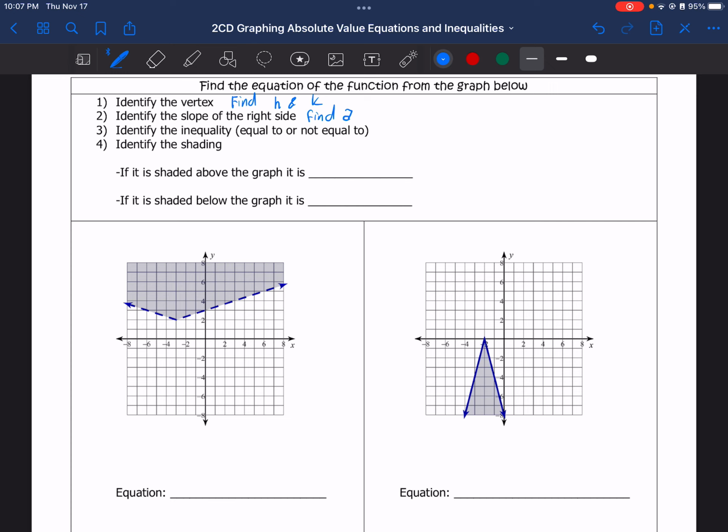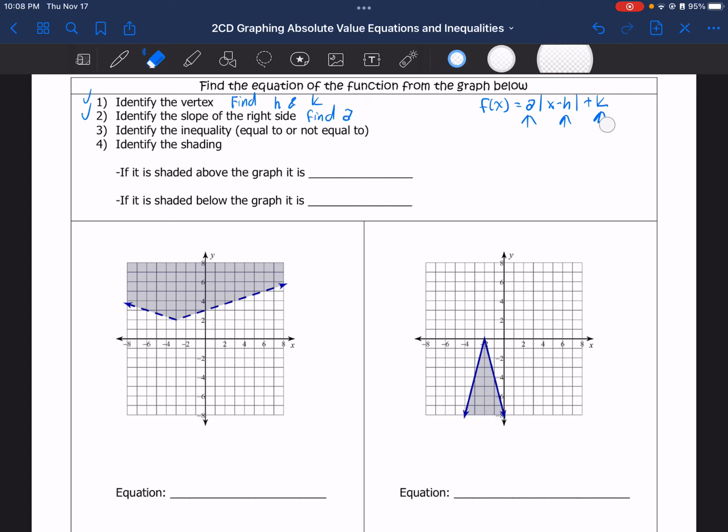From here, if I were just to ask you to find the equation of our graph, you have enough information to put it back into our general formula. Remember, our general formula is f of x is equal to a times the absolute value of x minus h plus k. So if you did step 1 and 2, you have a, you have h, and you have k. So that means you're good. You're ready to write this equation down.